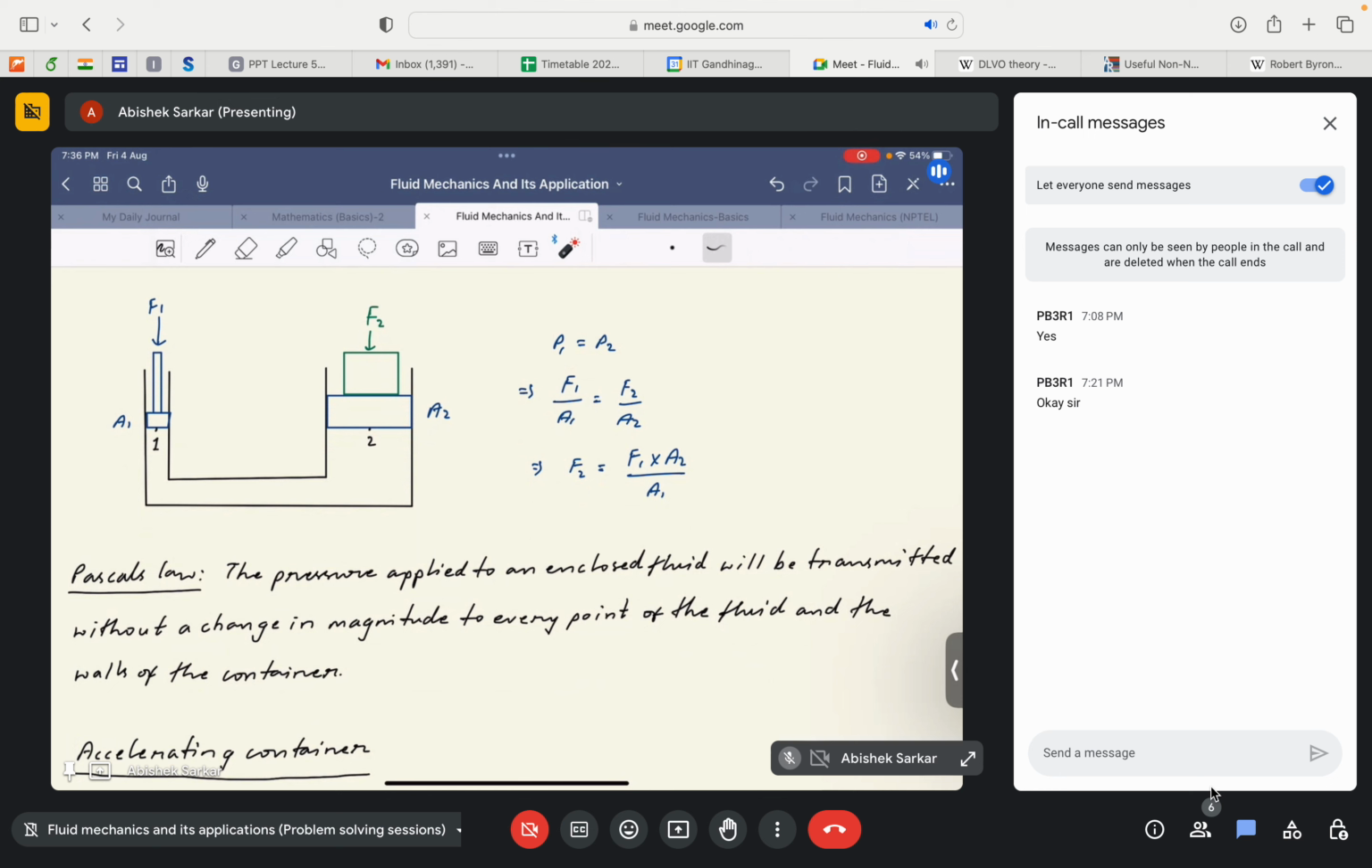Since P1 is equal to P2, in this diagram a force F1 is applied on this piston at point 1, which is used to raise a weight, giving a force F2. Say this is the weight that we want to lift, where the weight is being kept on a ram which has a pressure acting on its surface equal to P2. So since P1 is equal to P2, we have F1 by A1 is equal to F2 by A2. This is from Pascal's law.